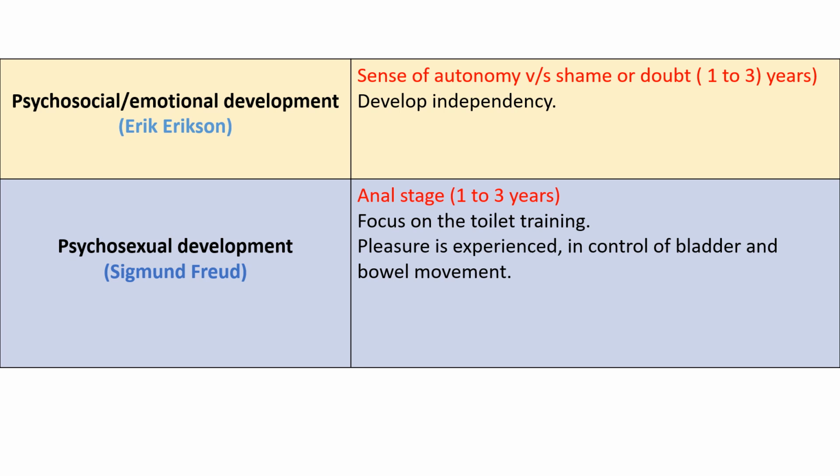So what happens is that the parents, if they allow the child to have the autonomy, the child will be very independent as they grow up. And if there is a controlling parent, later on the child may develop shame or doubt.